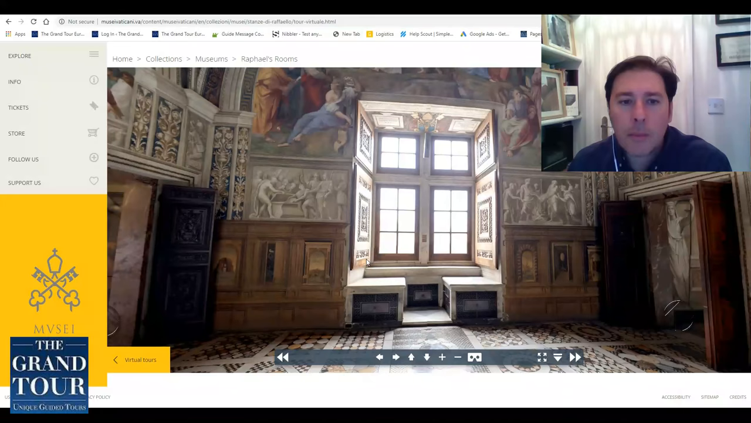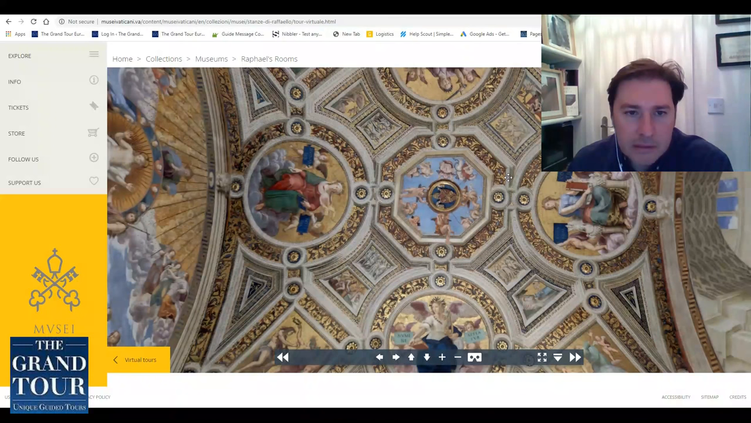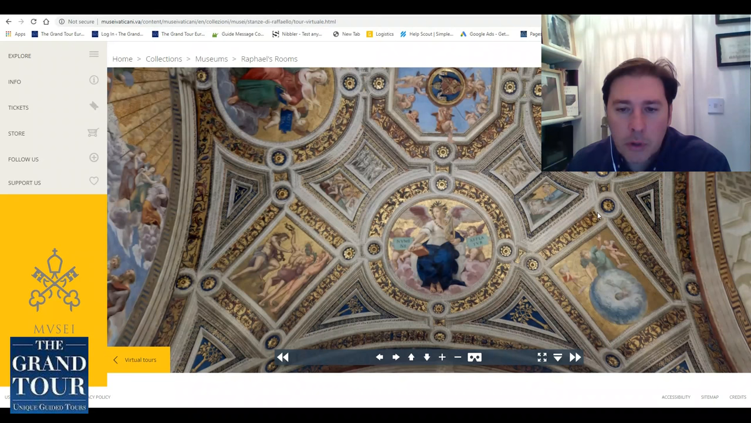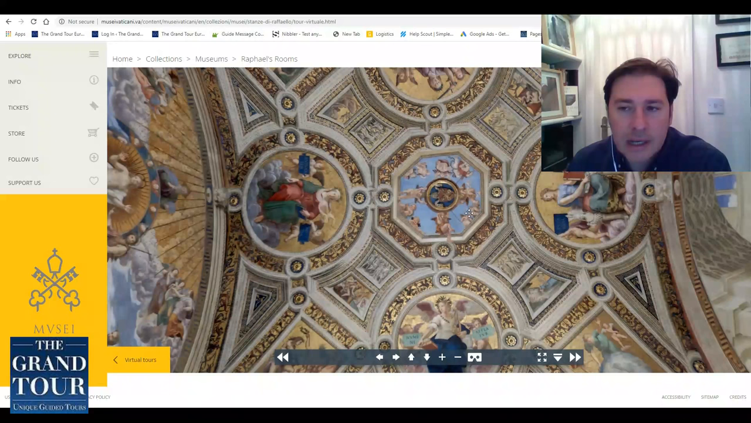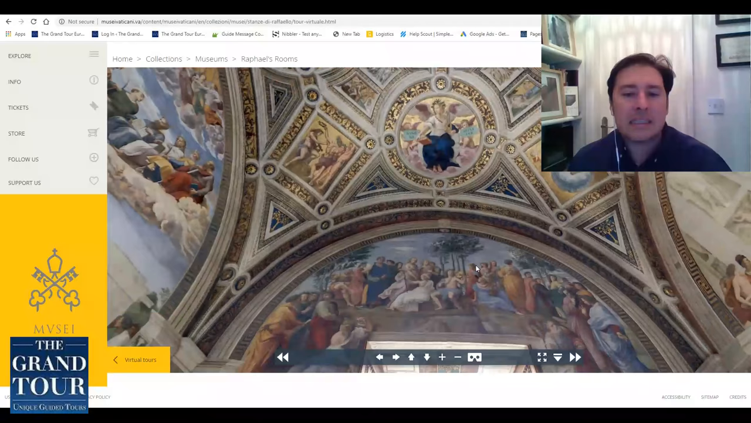Now we saw in the ceiling that we have the religion, we have philosophy, we have justice, and of course we have art and poetry, which is defined as this beautiful figure, blue and white. The colors also of the figure's dress are related with the symbology and with the allegory. And here in this case, we have this Numine Afflatur. It's divine inspiration, the divine breath that inspires the artist.